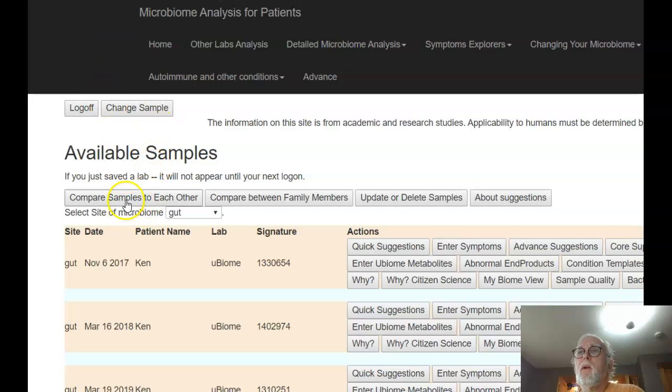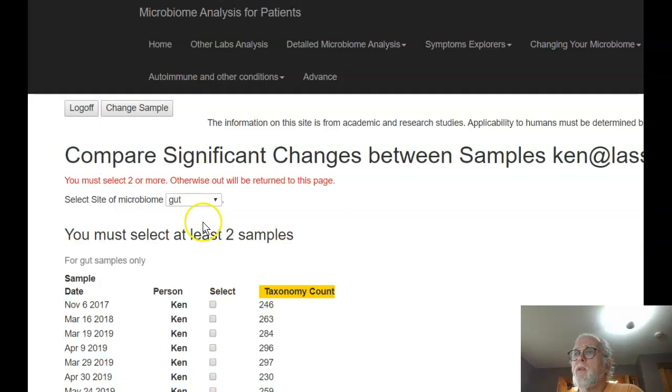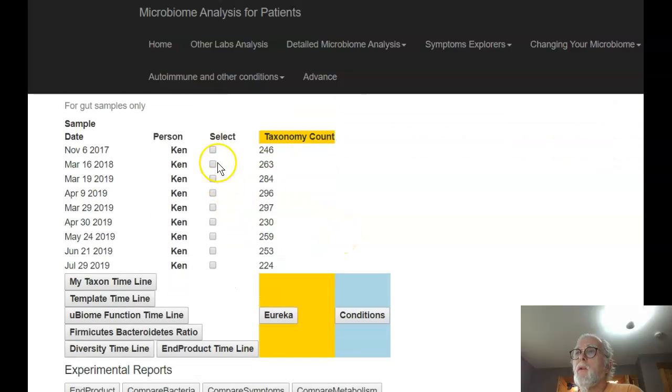To get a new feature, you need to have multiple samples. And when you do, you click compare samples to each other, which will bring up a screen. Select the one or ones you want, in which case I'm going to do everything just because I have everything there. Okay, and the new item is template timeline.